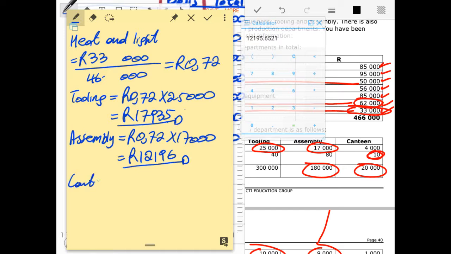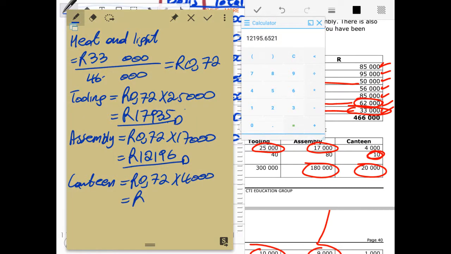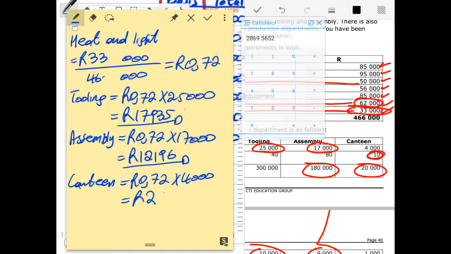Then the last one is canteen, and canteen will be allocated 0.72 multiplied by the space, which is 4,000 square meters. Then we say times by 4,000 square meters. That gives us 2,870. 2,870 will be allocated to the canteen department.